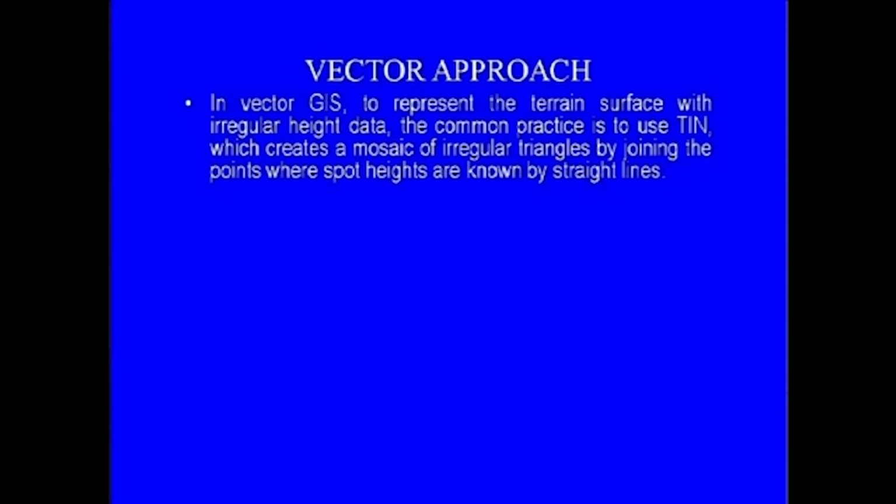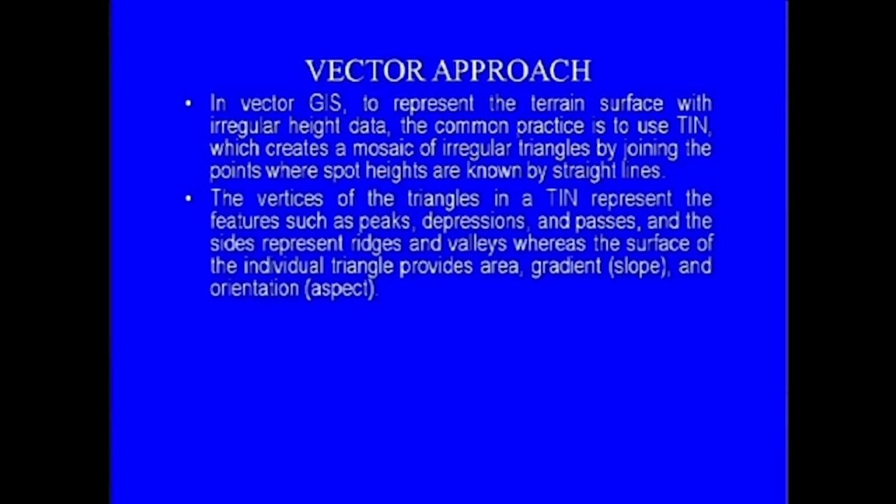In vector GIS, to represent the terrain surface with irregular height data, the common practice is to use a TIN, which creates a mosaic of irregular triangles by joining the points where spot heights are known by straight lines. The vertices of the triangles in a TIN represent features such as peaks, depressions and passes, and the sides represent ridges and valleys, whereas the surface of the individual triangle provides the area, gradient, that is the slope, and orientation, that is the aspect.